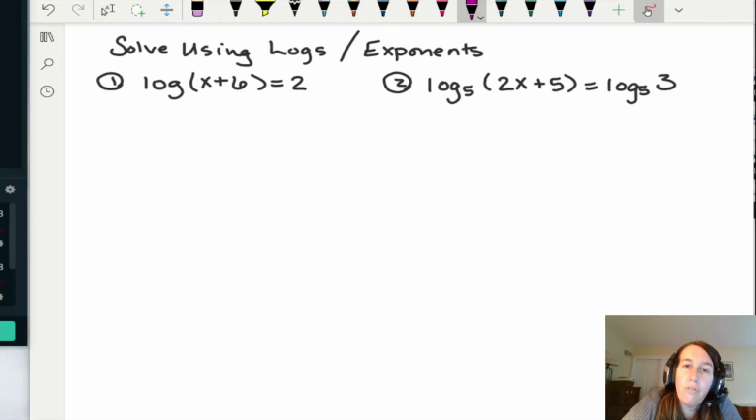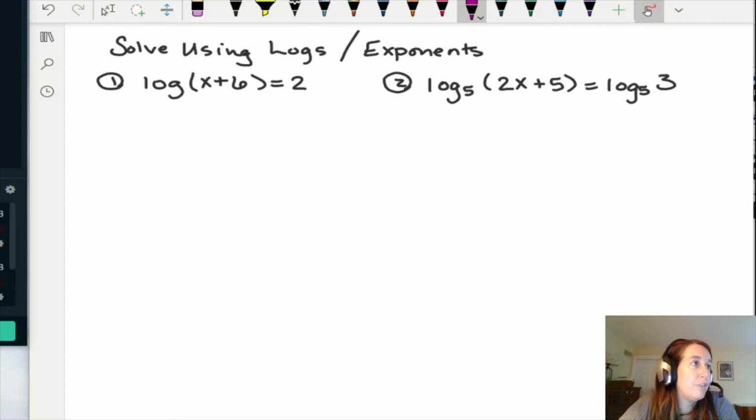Let's start to solve some problems using logs and exponents. In this section and the next couple sections, there are so many problems where you're given logs or exponents in exponential form, and you just have to solve for x. You have to solve problems, and there are several different types of problems. So getting familiar with these is going to be really helpful.